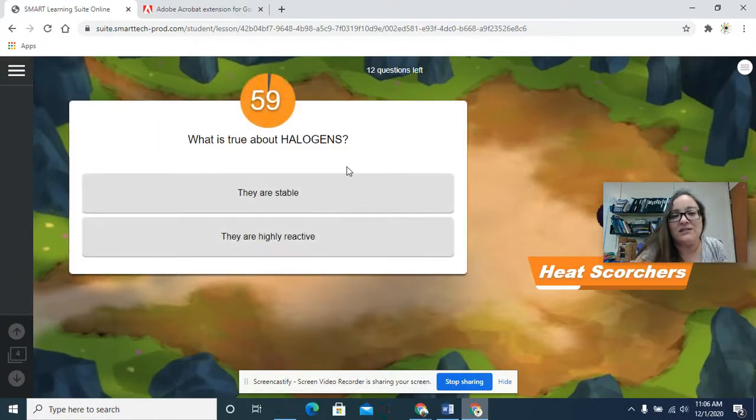What is true about halogens? This is the periodic table. Noble gases are stable. Halogens and alkalis react aggressively. They are highly reactive.